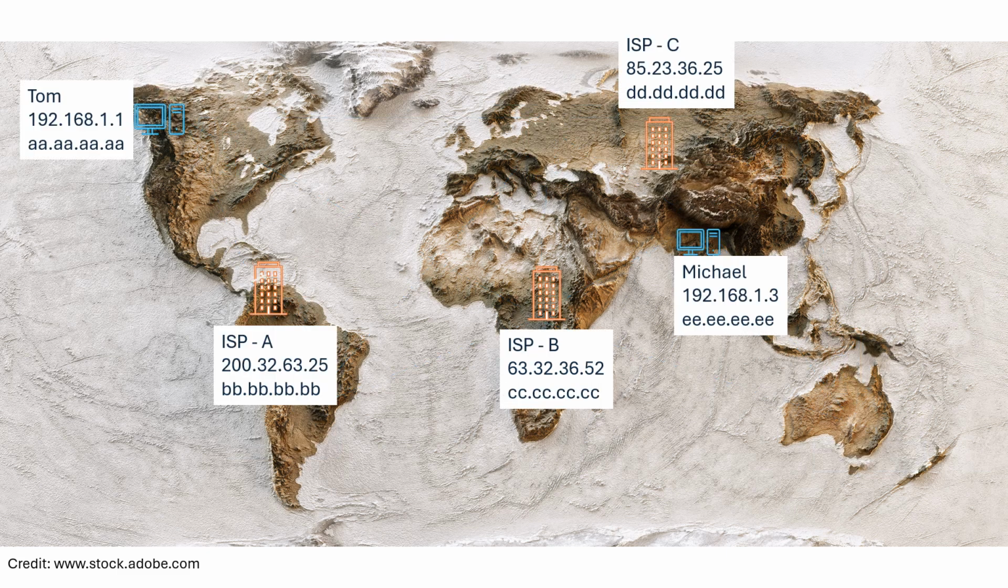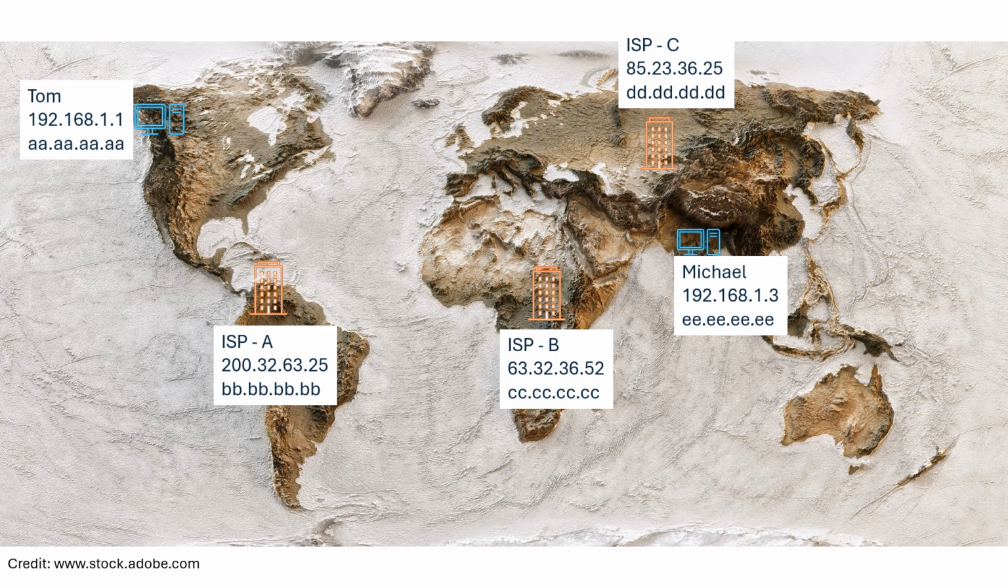Let's assume that Tom, sitting in Canada, wants to send a file to Michael, who's in India. Now, in this example, I have given IP addresses and MAC addresses for every device as it happens in a real life scenario. The buildings in orange represent ISPs or the routing points that play a crucial role in forwarding data to its destination. Note that MAC addresses are 48-bit hexadecimal values. The ones I have used are just examples. You may not see these MAC addresses in a real world scenario.